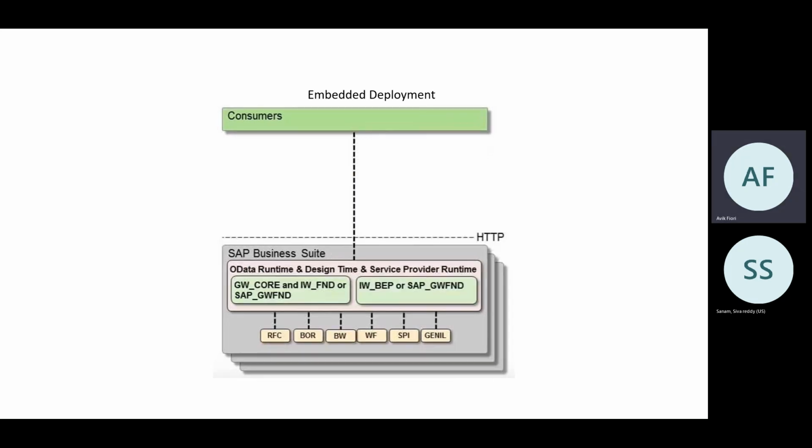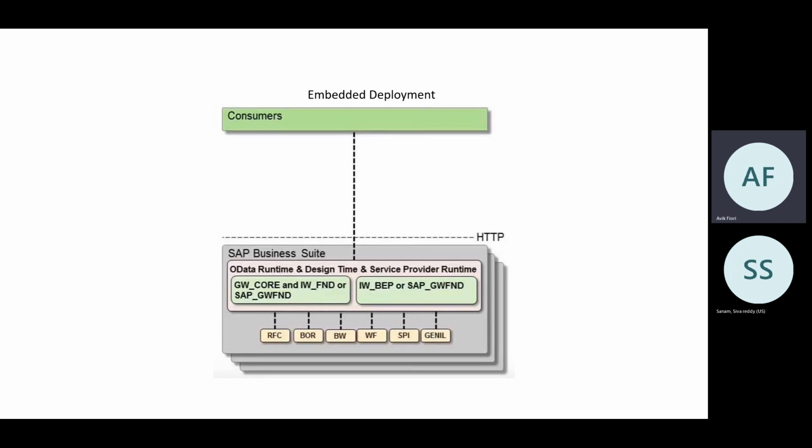Okay, so now let's move to the embedded deployment. If you look at the embedded deployment, same as before you have the consumers, but where is your gateway server? Where is your backend system? Your gateway system and your backend are both integrated in the business suite.